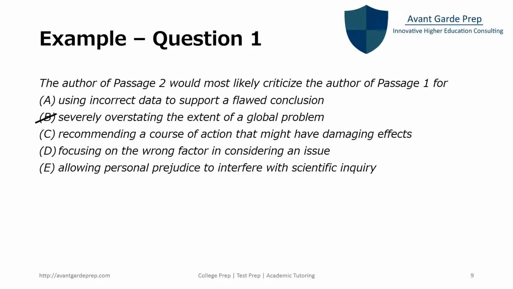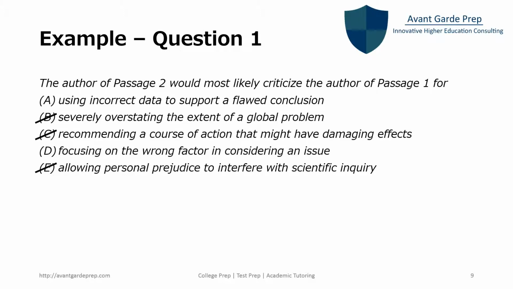C says, recommending a course of action that might have damaging effects. Well, passage 1 doesn't include any recommendations for a course of action because they don't see overpopulation as a problem. So that would not be correct. D says, focusing on the wrong factor in considering an issue. Yes, passage 1 focuses on land available, whereas passage 2 suggests that we have to think about the resources, so we'll keep D around for now. And E, allowing personal prejudice to interfere with scientific inquiry. Well, all of passage 1's data is based off the work of a noted economist, so there's really not any issue of personal prejudice in this passage, so E would not be the correct answer.